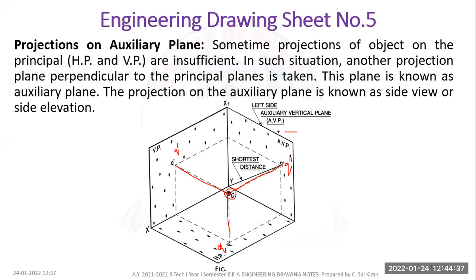This is called the auxiliary vertical plane. One more plane we are adding to the vertical plane and horizontal plane to see the side view. And if in the problem they give the shortest distance, look carefully. This is my point here, and this is my Q double dash. If I want to join this Q double dash in the shortest distance, what is the path I have to take?